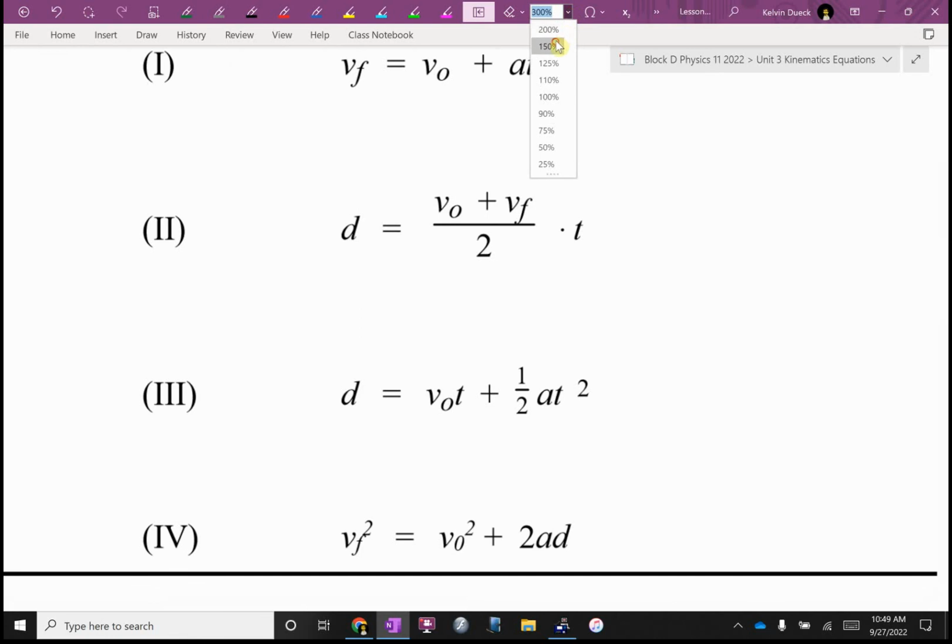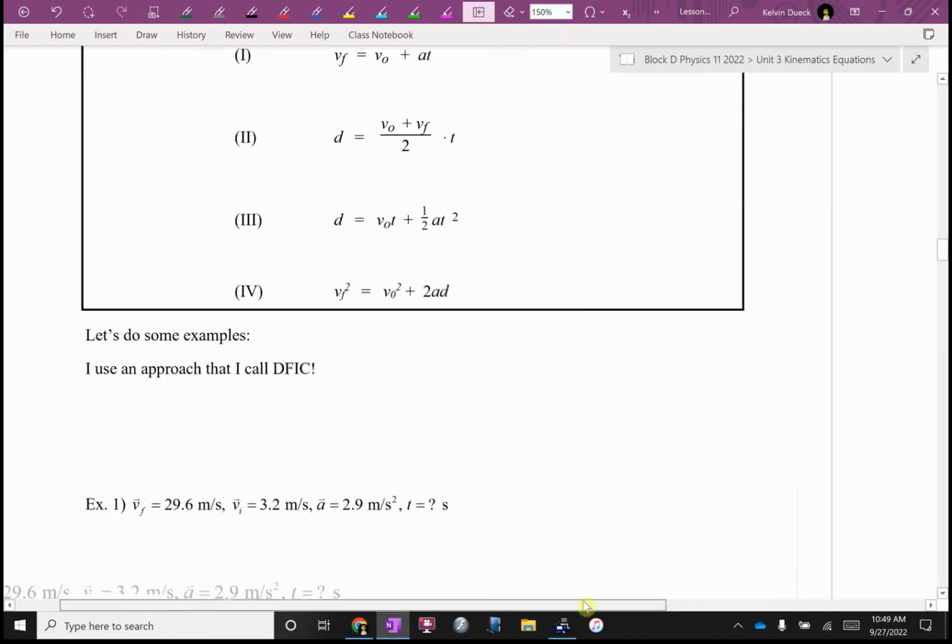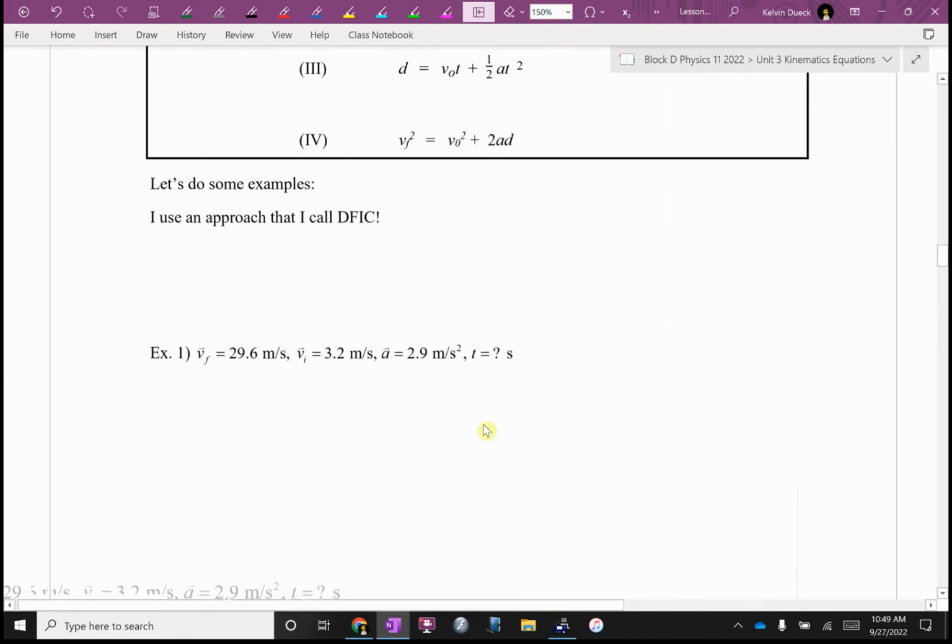Let's use this. I use an approach that I have nicknamed DFIC. It's an acronym. The D stands for list your data. And what I mean by that is I've actually done the D step for you here. But if it's a word problem, you're going through, what are they asking me to find? Put a question mark next to that, and then go through it looking for physics numbers and physics words.